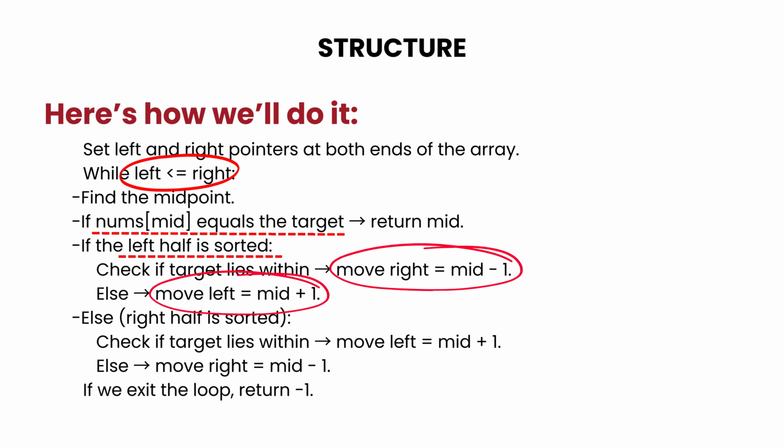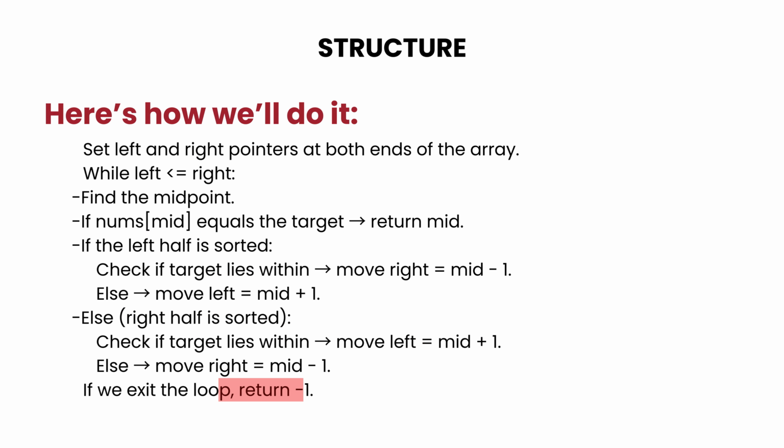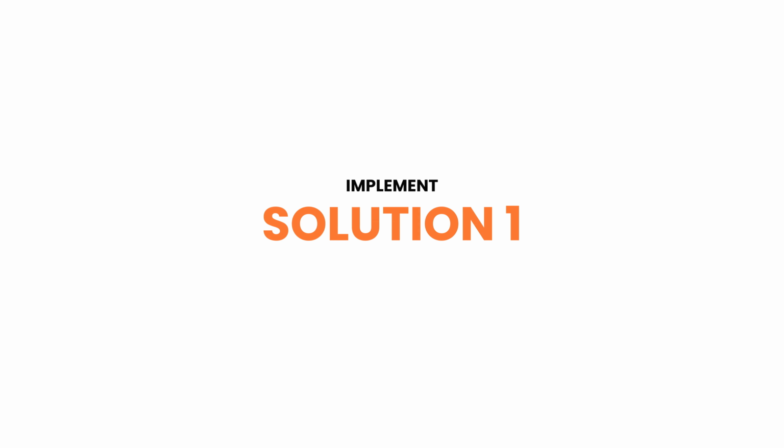Otherwise, meaning the right half is sorted, if the target is in this half, move left to mid + 1. Else, move right to mid - 1. Finally, if not found, return -1. Let's try to implement it using solution 1.